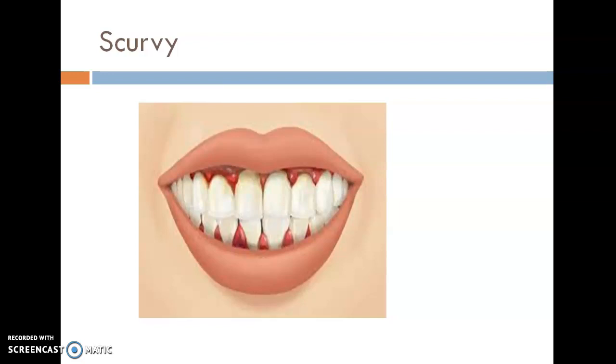Now, mostly scurvy appeared during the time when people were sailing from one region to another in ships. During those travels, they had less access to vegetables and fruits. In such cases, the sailors used to die from this disease.